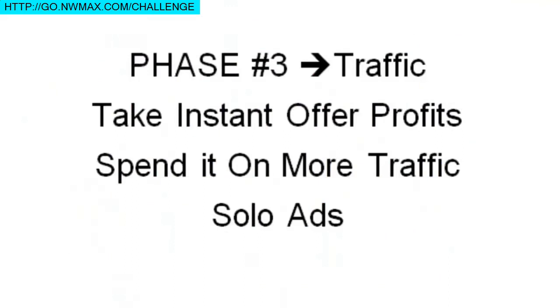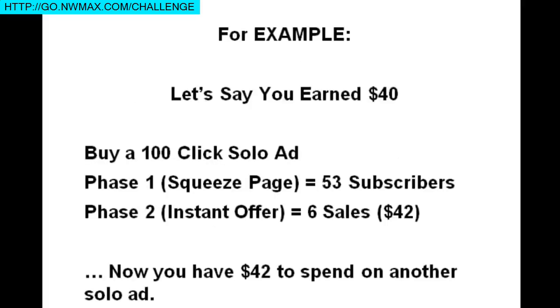The third phase of the process is pretty fun if you think about it. It's just about taking the money that you earned in phase 2 and then spending it on more traffic. That's it, and that is all. So let's say, for example, that from your free traffic sources, you've managed to earn $40 in affiliate commissions through your instant offers and through your follow-up emails. Well, for $40 in phase 3, the cash spending process, you could buy a 100-click solo ad for $40. That's about the average price range.